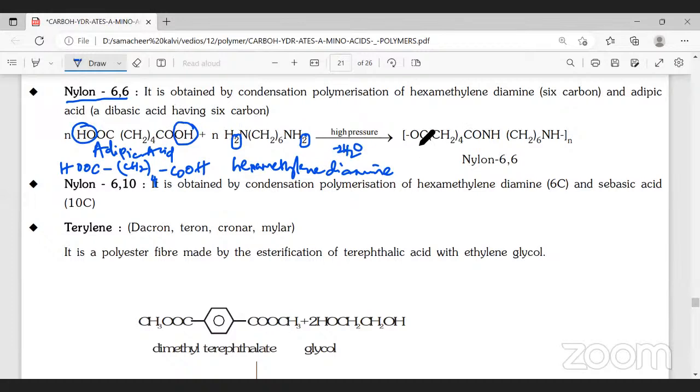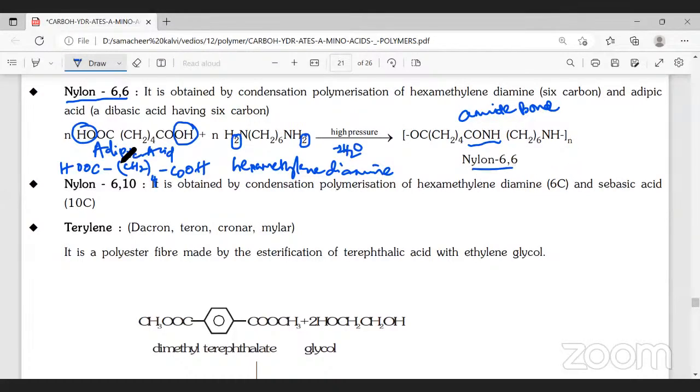So the product we get is, see, this OH gets eliminated. So we have written CO, CH2 4 times, CONH. So this is the bond. This is called an amide bond. So the CONH bond is called an amide bond. And then we have C6H12 and we have NH, n times. This is called nylon 6,6.